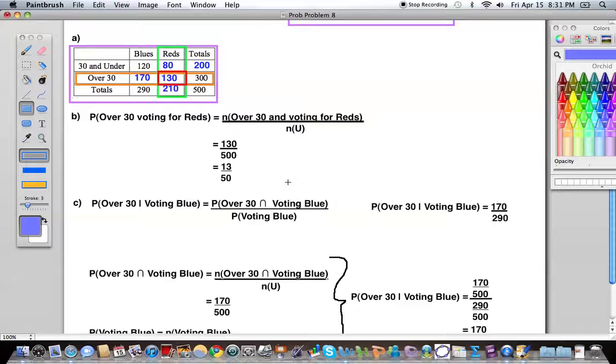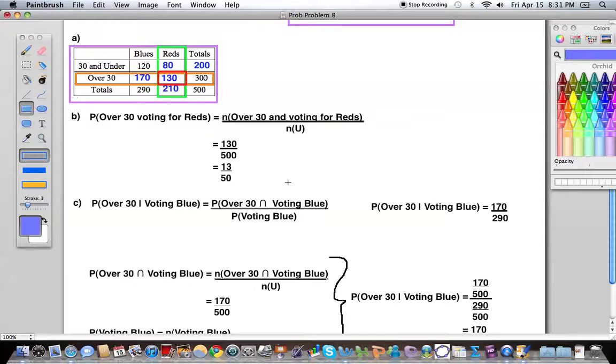The next part, part C, says, given that a person is voting blue, find the probability of them being over 30. Again, this is a conditional probability question, and we can reword part C to make it sound like something a little more familiar. Say, find the probability of them being over 30 given that a person is voting blue.